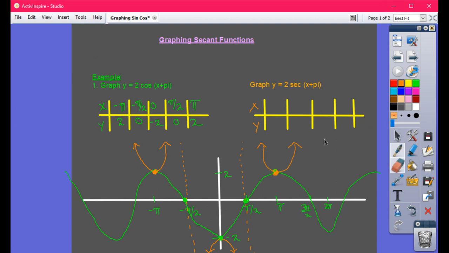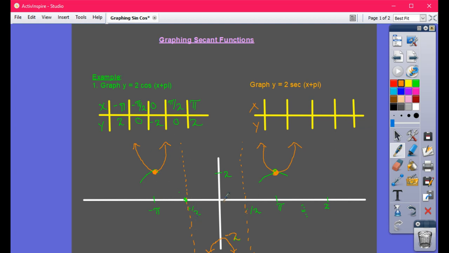So I'm going to give you kind of a better visual of what this graph looks like. Without the cosine wave, this is what the secant graph would look like. And I'm erasing some of the secant graph while I'm at it, so I'll clean that up. So this is pretty much what the secant graph will look like.